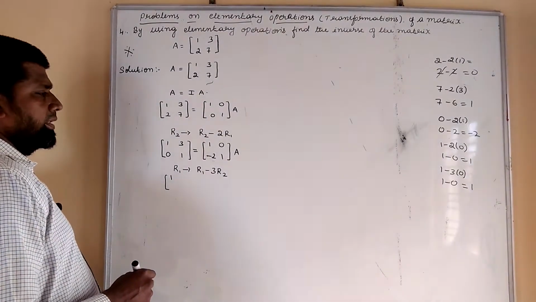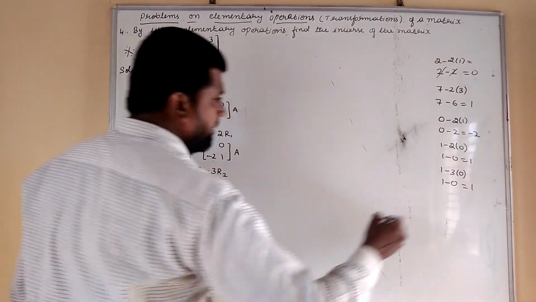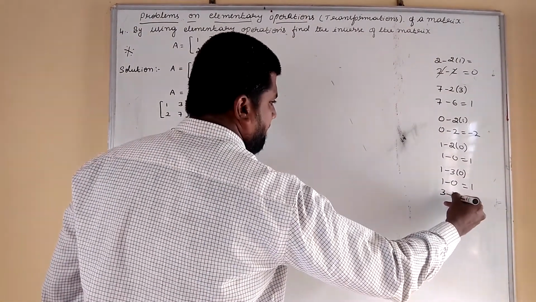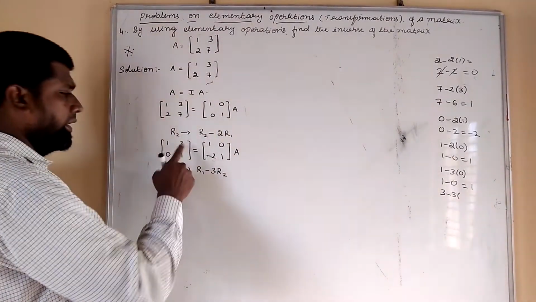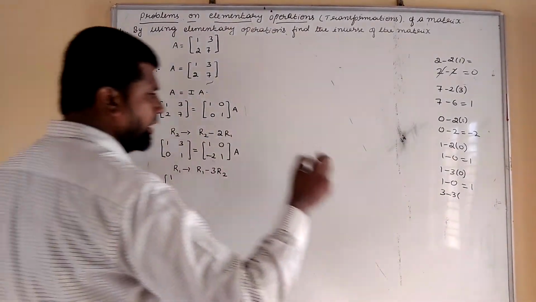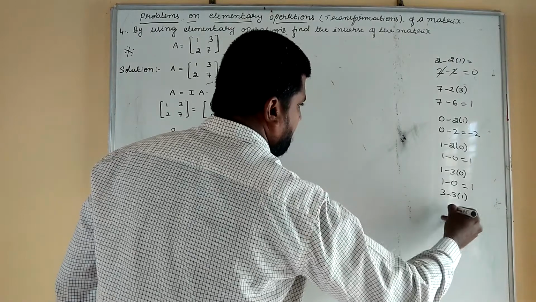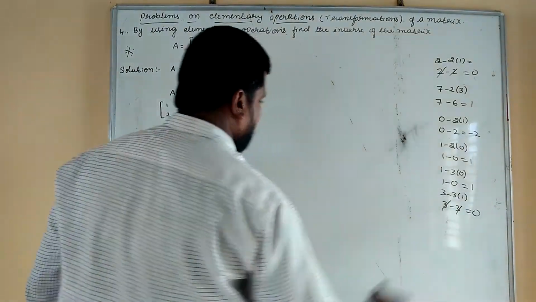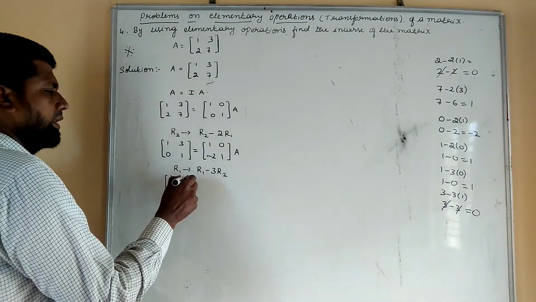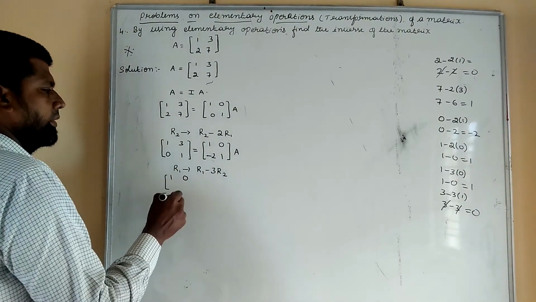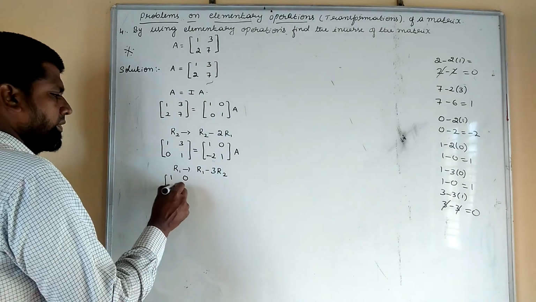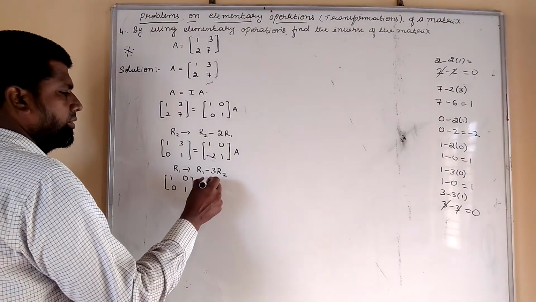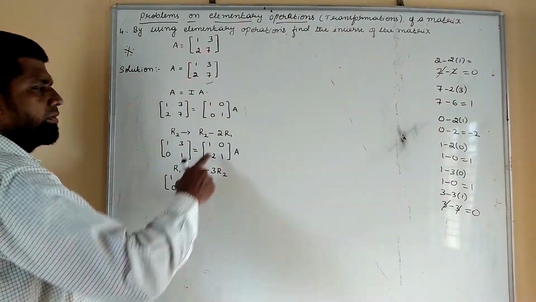So let us go for the second element of the first row. Second element of the first row is 3. 3 minus 3 into R2 element, which is 1. Then 3 minus 3 gets cancelled, you are getting 0. So R1 second element is 0. Then write the second row the same, 0, 1.